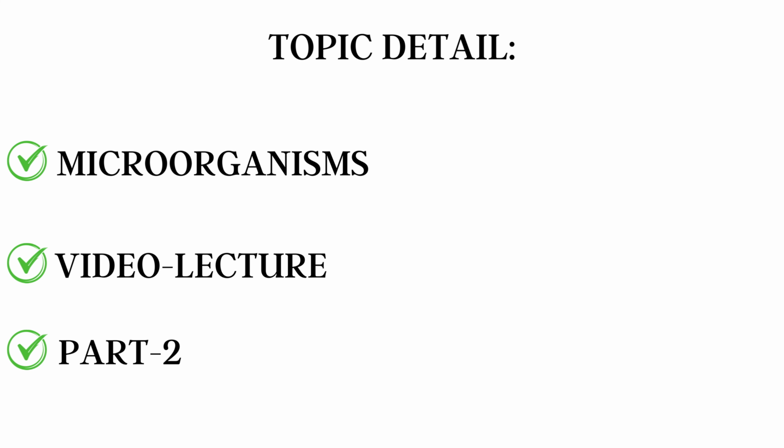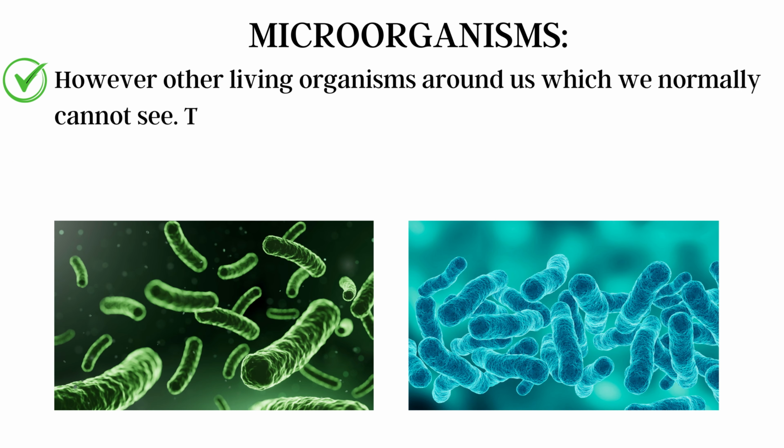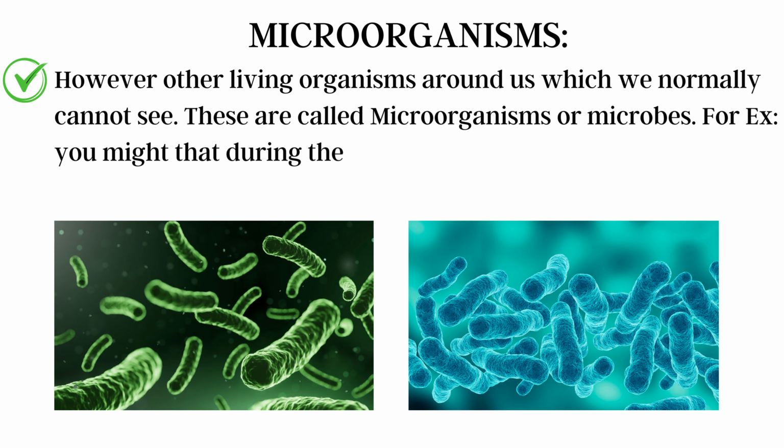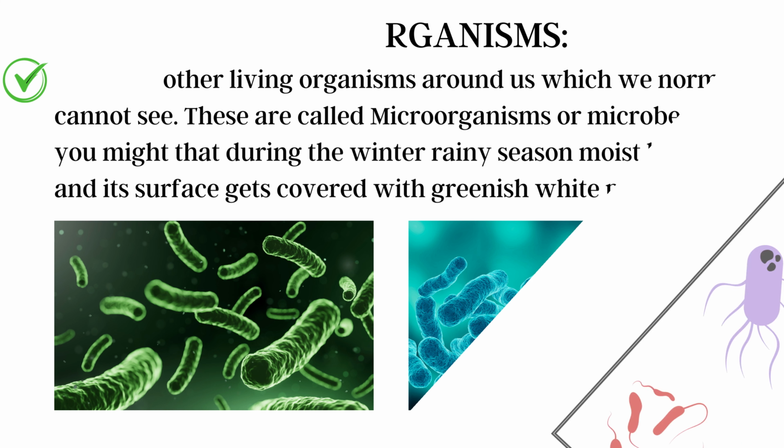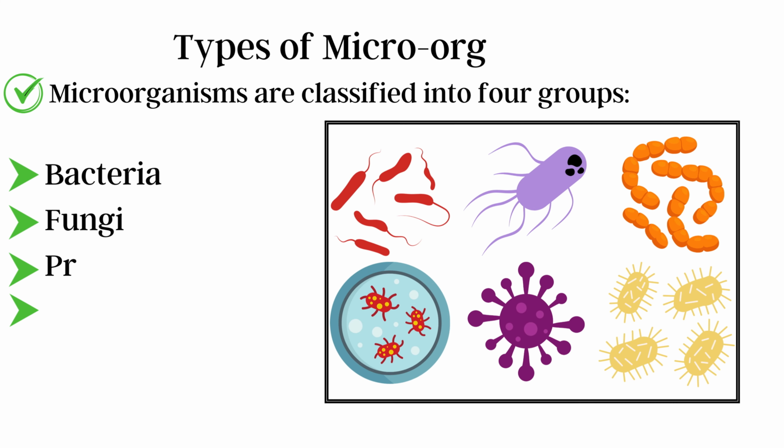So our topic regarding science, microorganism. Now we'll discuss the microorganism, however, other living organism around us which we normally cannot see. These are called microorganism or microbes. For example, you might observe that during the rainy season, moist bread spoiled and its surface gets covered with grayish white patches.